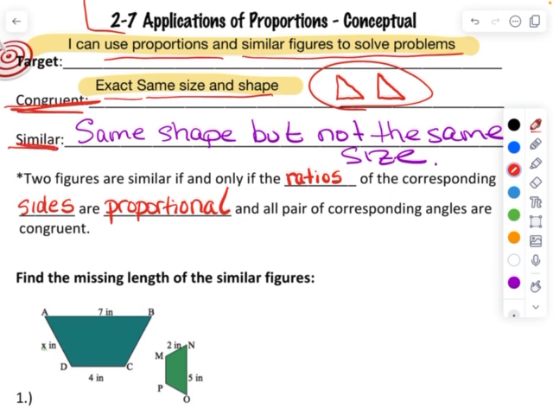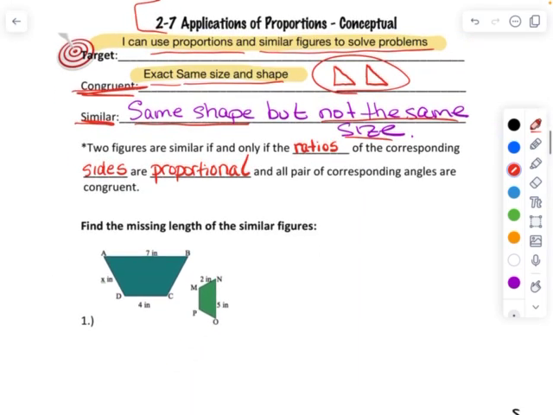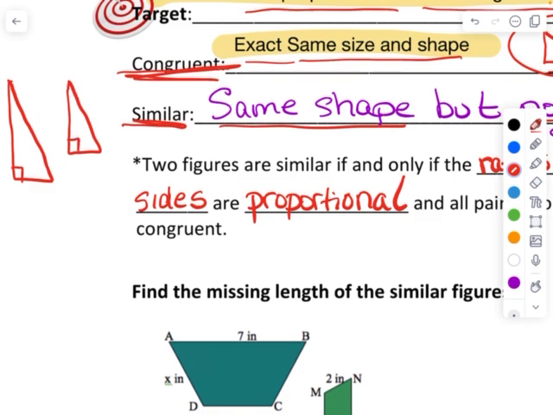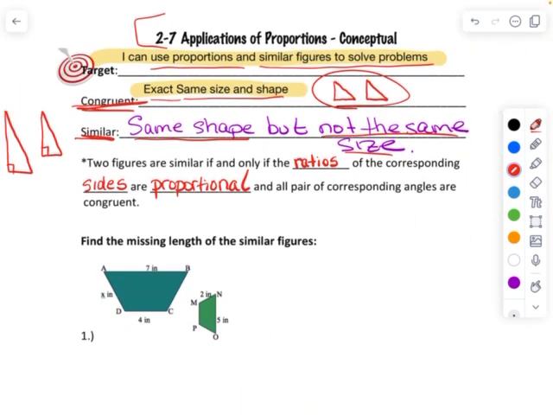The next vocab term that we need to be familiar with is the word similar. When we talk about similar figures in math, we talk about figures that are the same shape, but not the same size. So if I'm over here on the left, I can draw a big triangle, and then I'll draw a smaller triangle. Those two figures are considered similar because they're the same shape but not the same size.